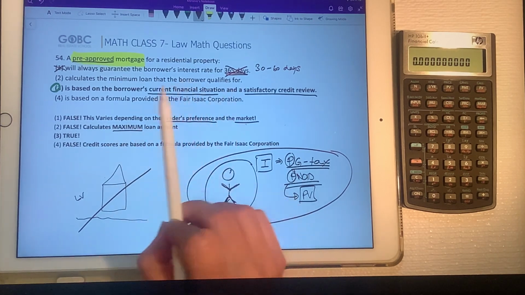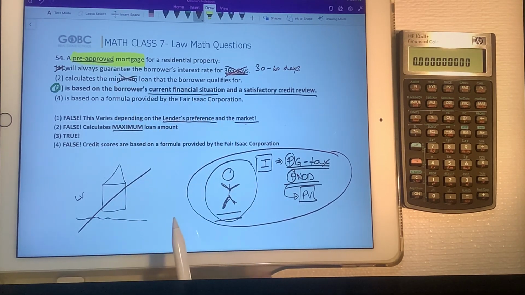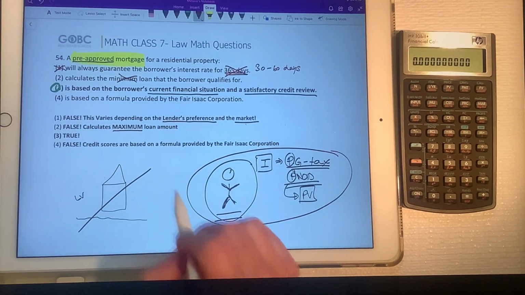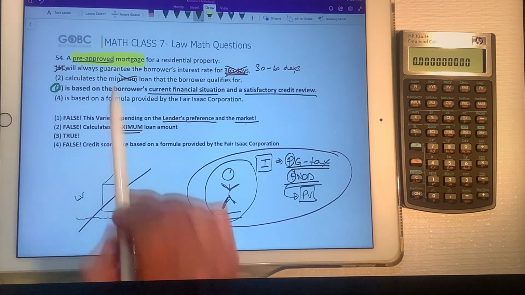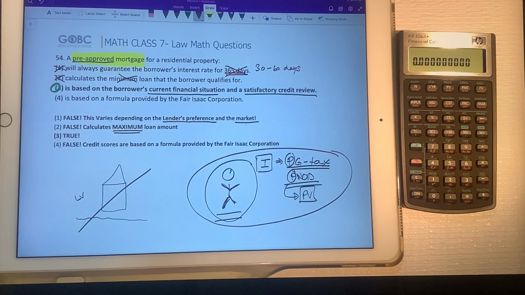That's false, because it calculates the maximum loan. So you remember how these questions in math class 6 are worded, how they're phrased? It says, what is the maximum that the borrower will get from the bank? And so we want to find the highest amount, the most amount that the lender is willing to give. So it's going to find the maximum loan amount. So minimum is the incorrect word in that statement.